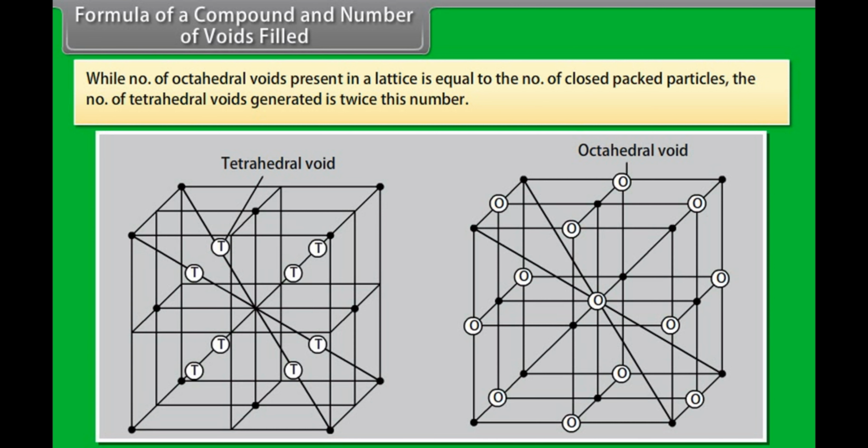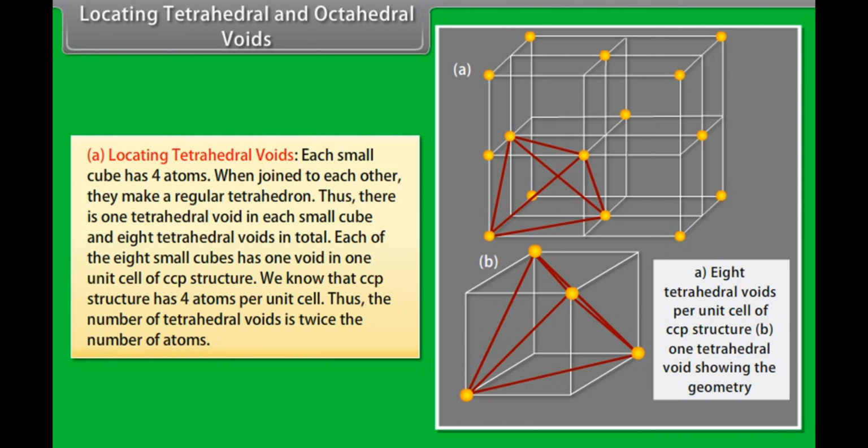While the number of octahedral voids present in a lattice is equal to the number of close-packed particles, the number of tetrahedral voids generated is twice this number. Locating tetrahedral and octahedral voids. Locating tetrahedral voids. Each small cube has 4 atoms. When joined to each other, they make a regular tetrahedron. Thus, there is one tetrahedral void in each small cube and 8 tetrahedral voids in total.